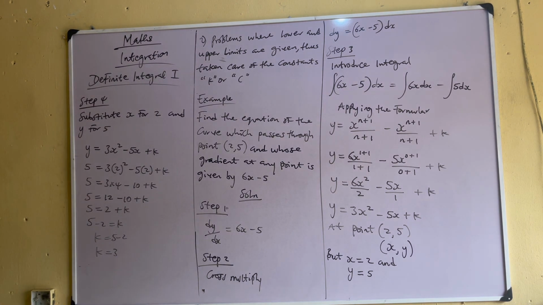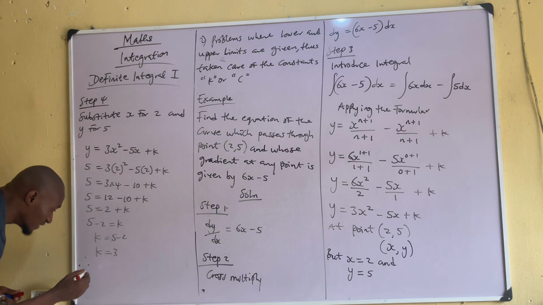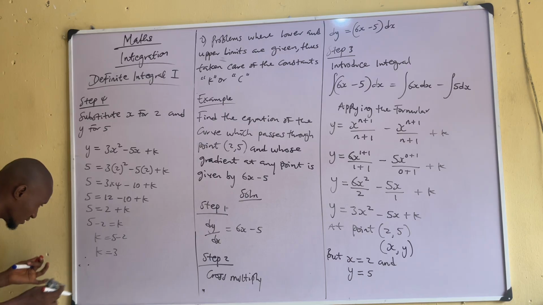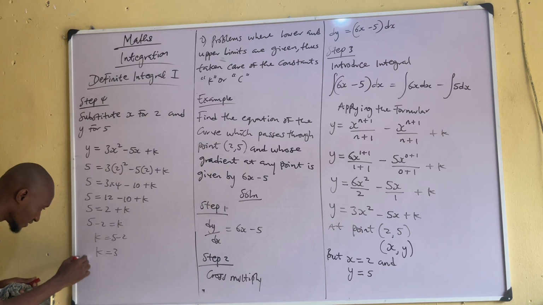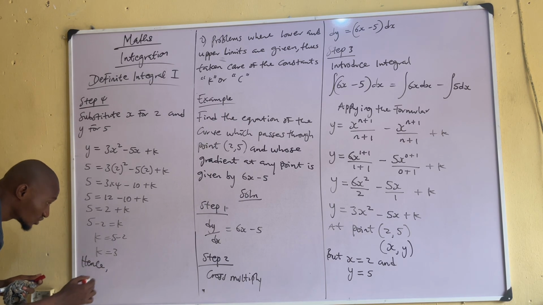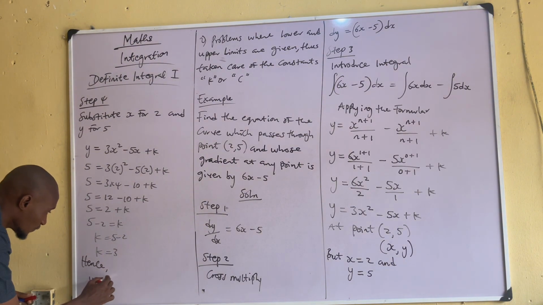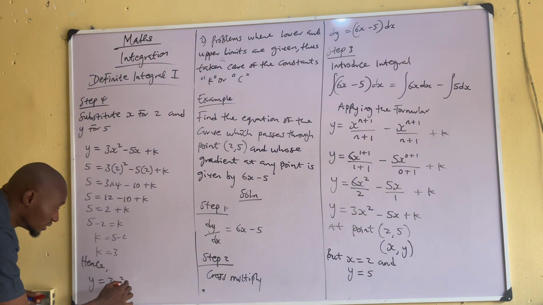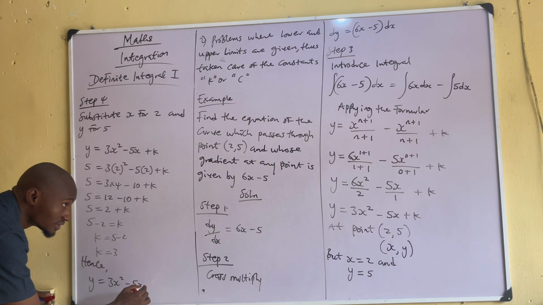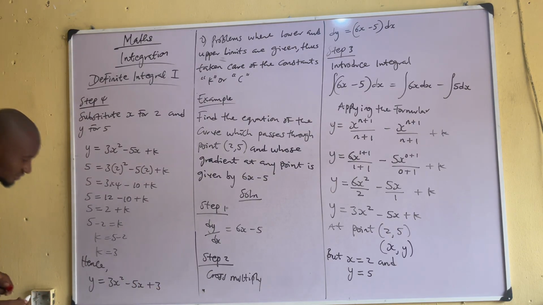we now say therefore, or you say hence, y is equal to 3x squared minus 5x plus 3. Final answer.